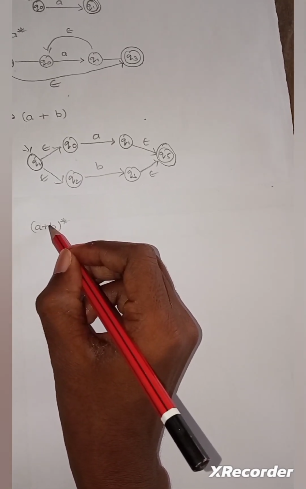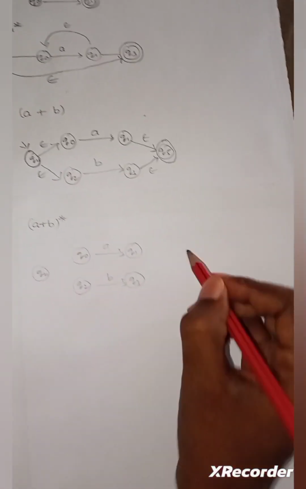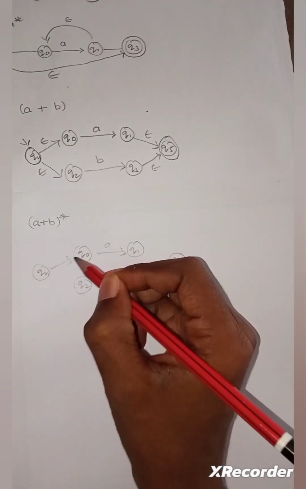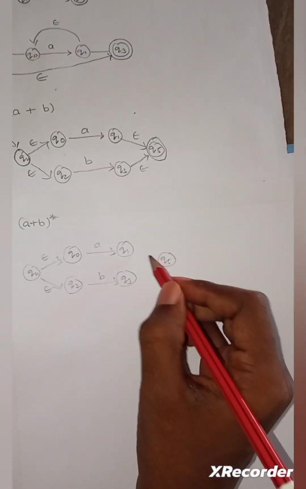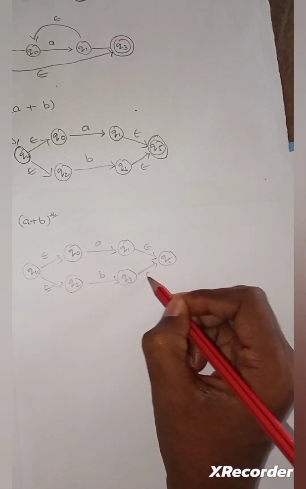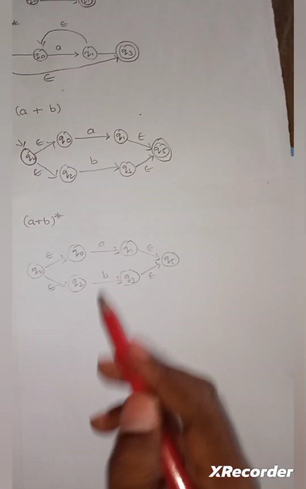So whenever we have plus, we need to perform union. So we need to take two more states, q4 and q5, right? And q4 will be connected to q0 and to q2 by epsilon. And here q1 will be connected to q5 by epsilon, and q3 to q5 by epsilon. So this is how we do it for the a+b regular expression, right?